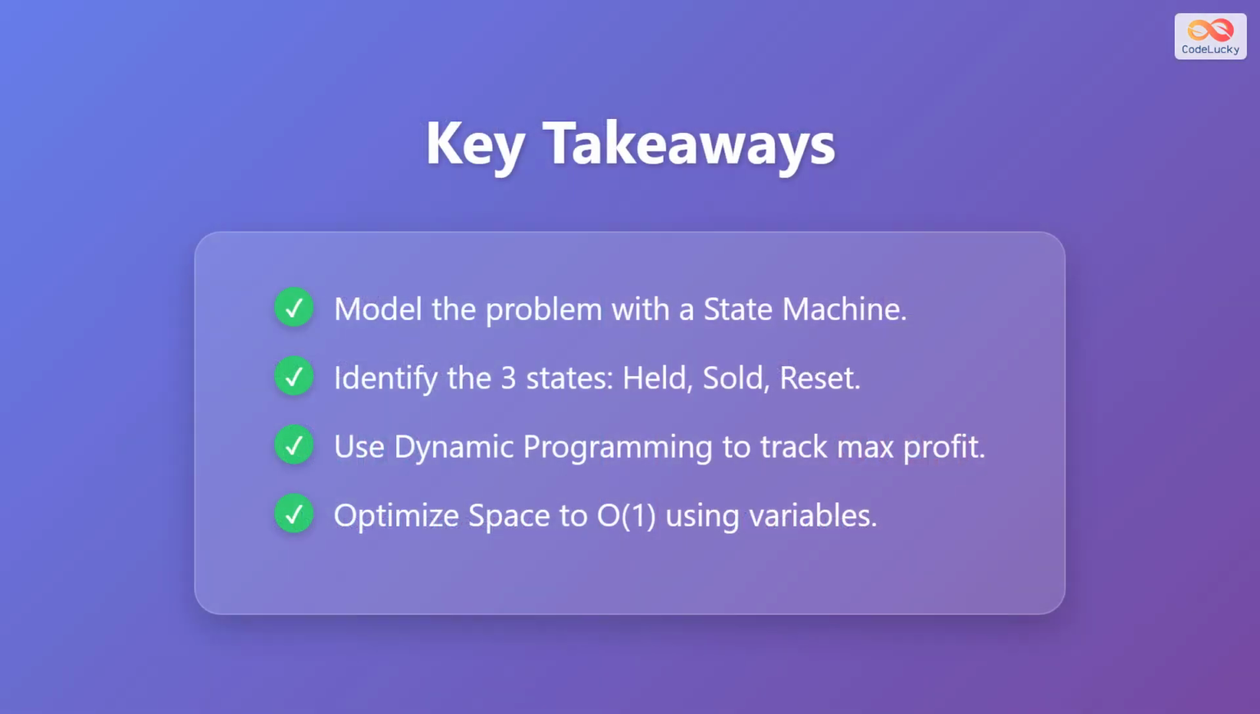To wrap up, remember that the key to this problem is modeling it as a state machine. By identifying the held, sold, and reset states, and defining the transitions between them, we can reduce a complex decision tree into a simple linear scan. This technique is very powerful for many similar dynamic programming problems.